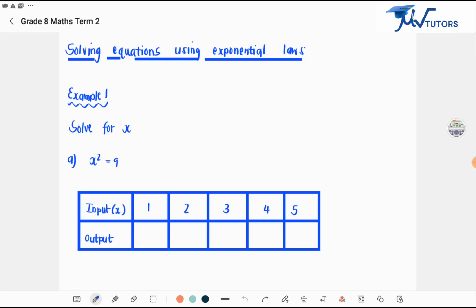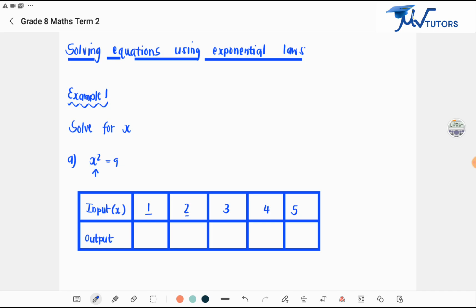So now let's look at example 1. If we're solving for x, let's say we're using a table so that you can understand better what's going on. When we say we are going to look at the input, it means that in the place of x, whatever input we have, whether it's 1, 2, 3, 4, or 5, we're going to plug it in the place of x, and then we are going to solve.